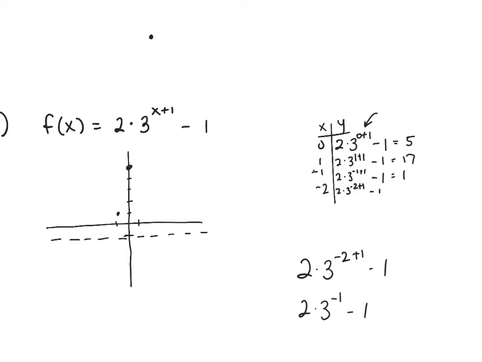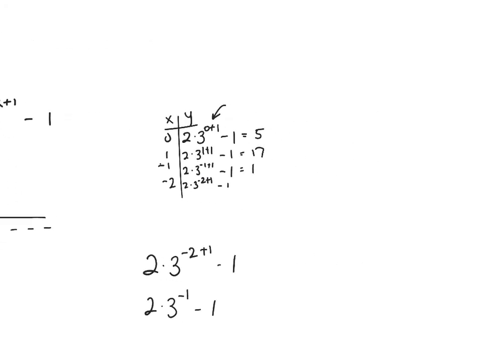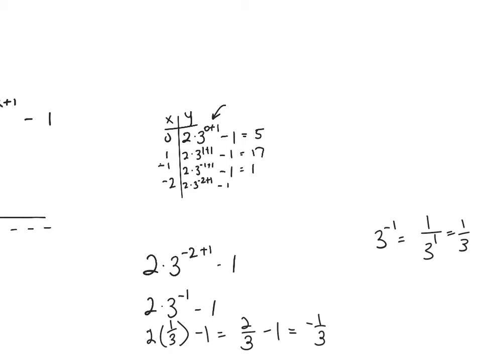You need to recall some of the properties of exponents that you learned in Math 1010. Negative exponents do not produce negative outputs. 3 to the negative 1 is the same as 1 over 3 to the positive 1, or 1/3. So what we have here is 2 times 1/3 minus 1, which is 2/3 minus 1, which is negative 1/3.